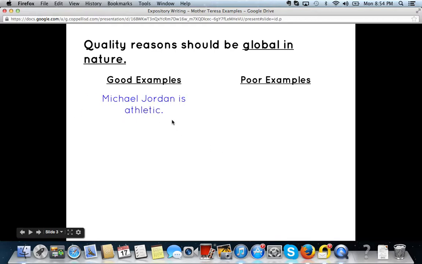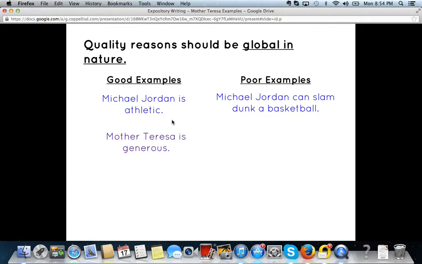A good example is, Michael Jordan is athletic. Now, there are lots of things I can say to give examples of how he is athletic, but my big idea that everyone can understand is he's athletic. A bad example, an example that's not global in nature, would be Michael Jordan can slam dunk a basketball. It's too specific.